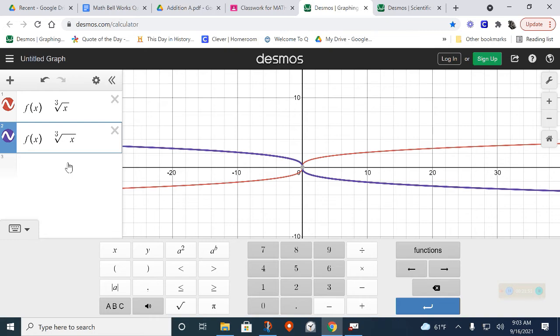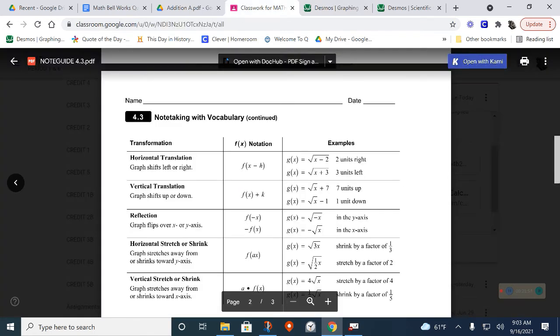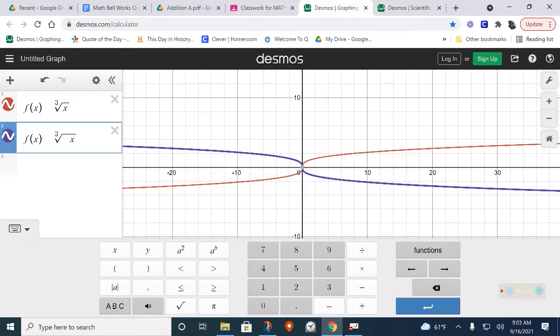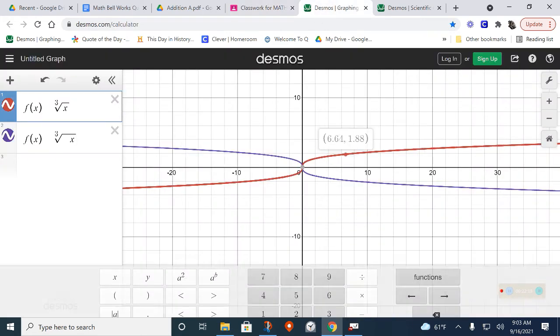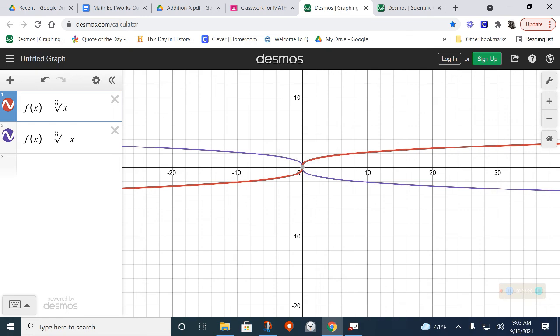It reflected over, watch this now, the y-axis. Since it was in front of the x, it was a reflection in the y-axis. That is to say, we look at the graph. This part right here of the graph is reflected over the y-axis. Here's the y-axis right here. This part is reflected right here.